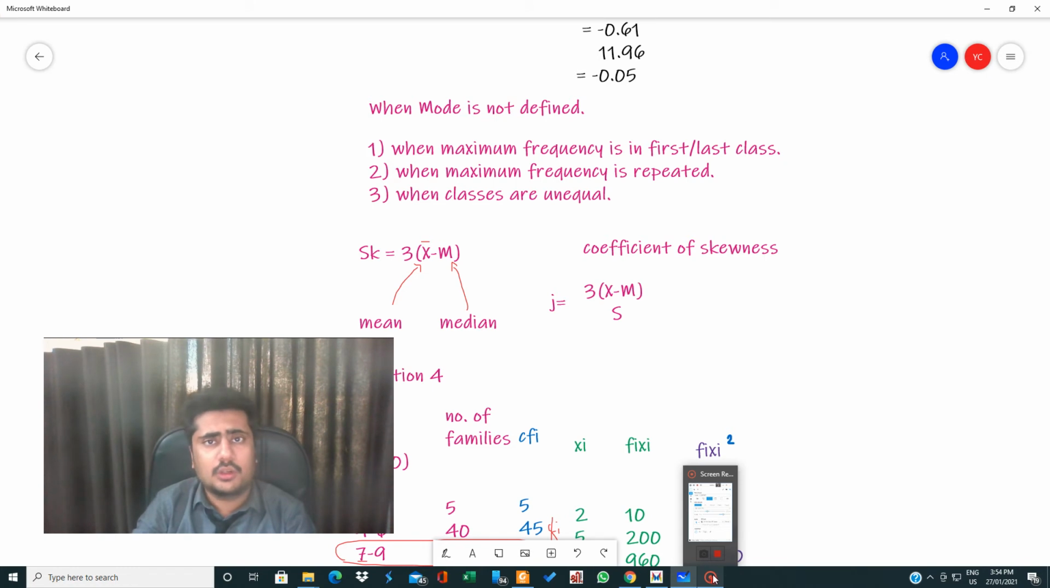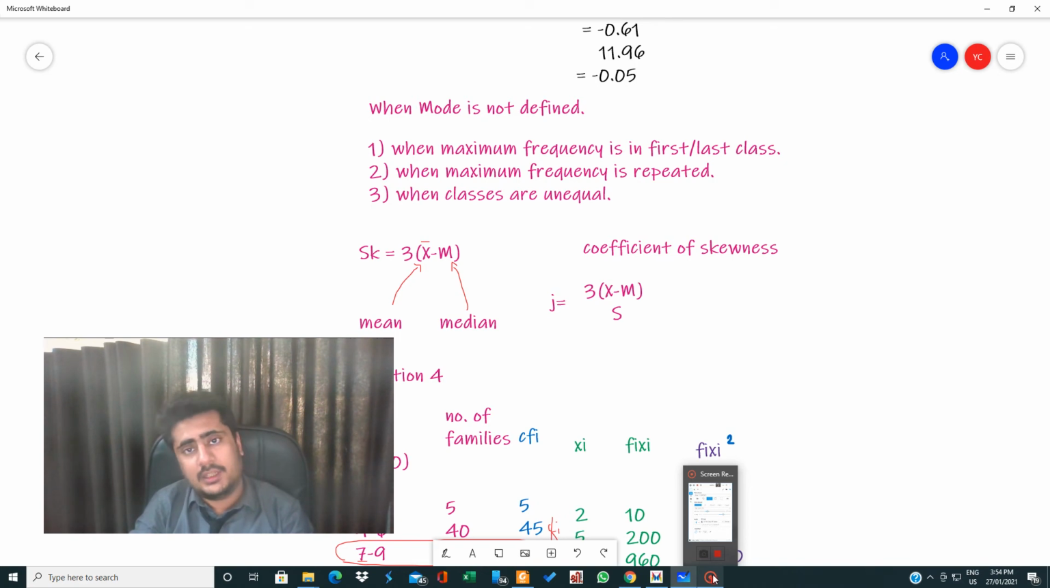And it is a bit logical also. See the first point: when maximum frequency is in the first class, say the maximum frequency FM is in the very first class. Then what will you name F1? There is no class above the first class, so there is a confusion. Second, when maximum frequency is repeated, that means two FM are there in a single sum, so again a problem. And when classes are unequal, it also makes the logic unclear. So the mode is undefined in three cases.